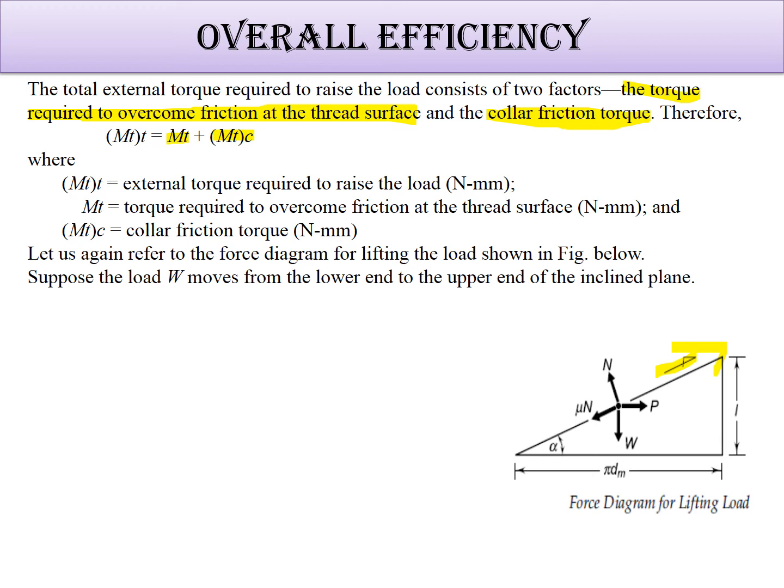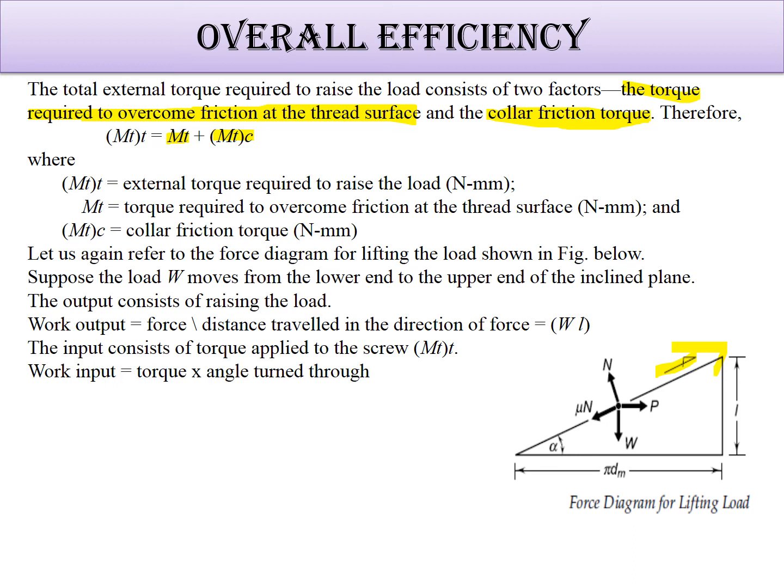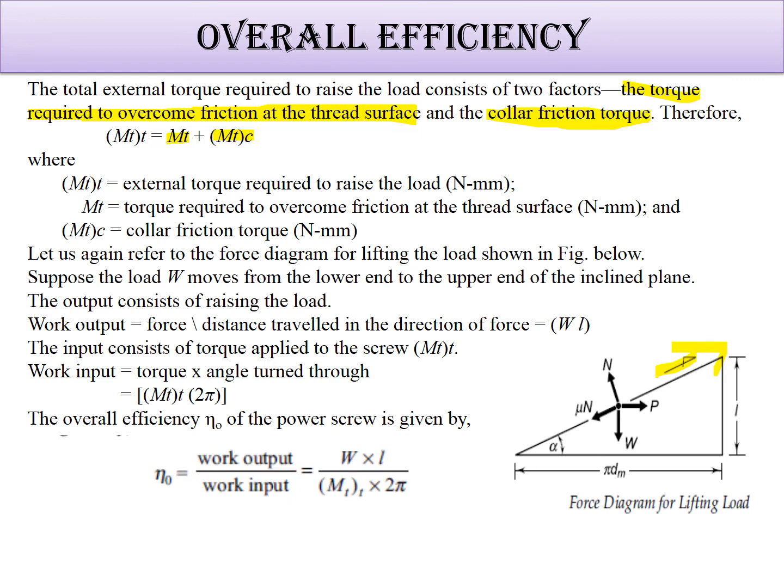Now suppose the load W moves from the lower end to the upper end. So the work output is what? We have already done this part. Force times distance traveled in the direction of force: W into L. Then the torque: work input is equal to torque into angle turned through. So M_T, that is the total torque, into 2 pi.